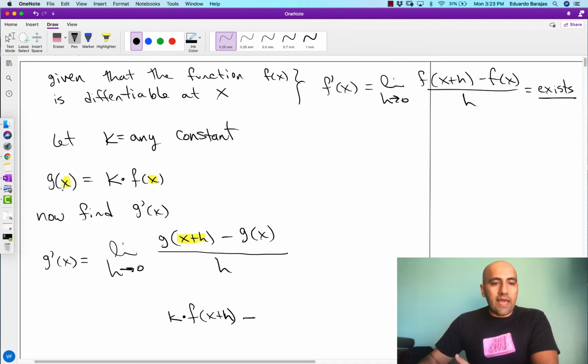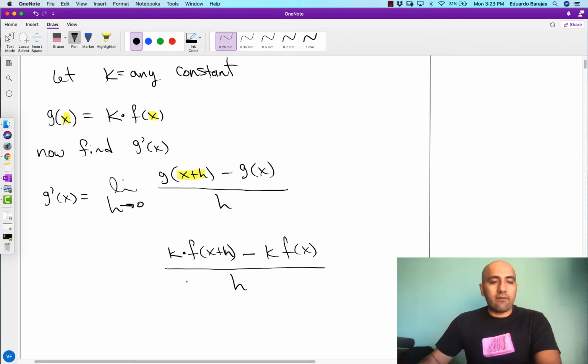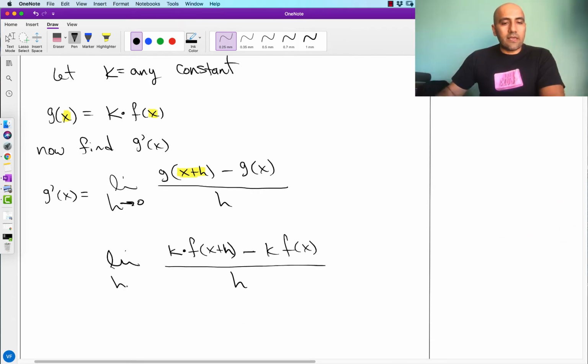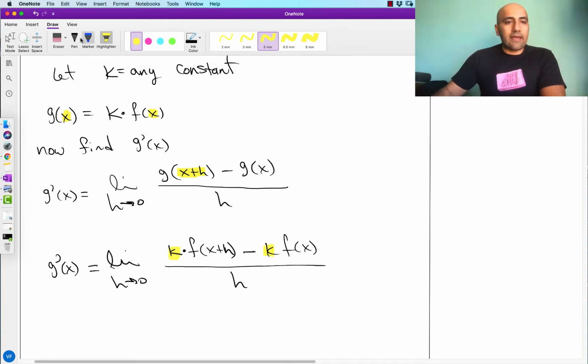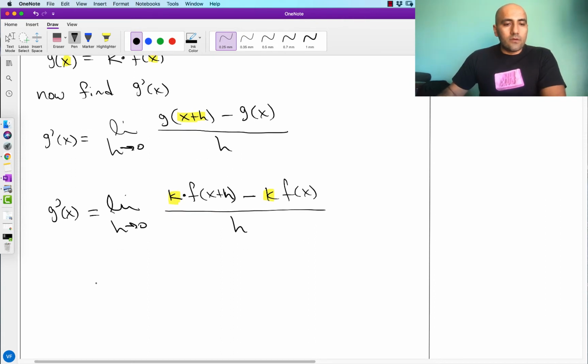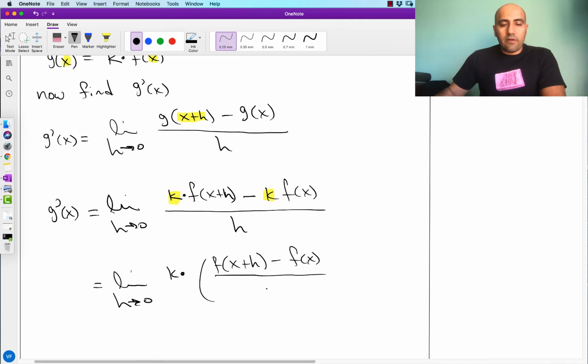Minus, now inputting x, well that's just this. That'll be k times f of x. All of that gets divided by h. We still have our limit as h approaches 0. And that is our derivative. Okay, so what we want to note is that we can factor out this k from there, and there's a k there. We can factor that out. So this is going to be equal to the limit as h approaches 0 of k times, and then this is f of x plus h minus f of x divided by h.